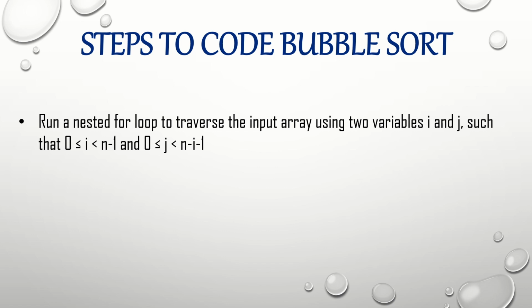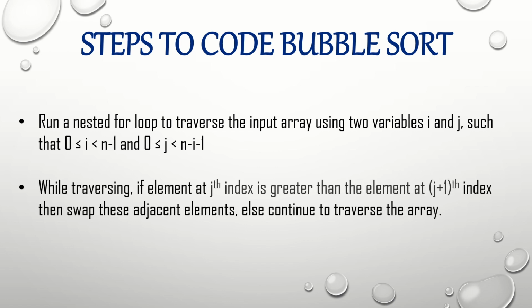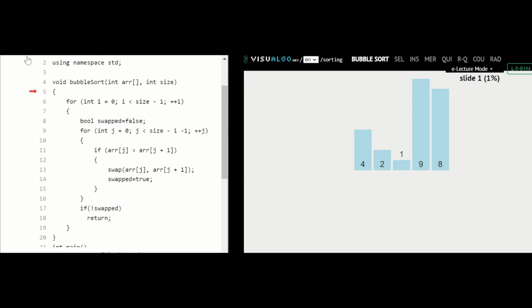The i loop will run till it becomes less than n minus 1, where n is the size of the array, and the j loop will run till it becomes less than n minus i minus 1. This condition is important as we would obviously not like to compare the unsorted elements with the sorted ones. During the traversal process, if we find that the element at the jth index is greater than the element at the j plus 1th index, then we swap these adjacent elements, else we continue to traverse through the other elements in the array.